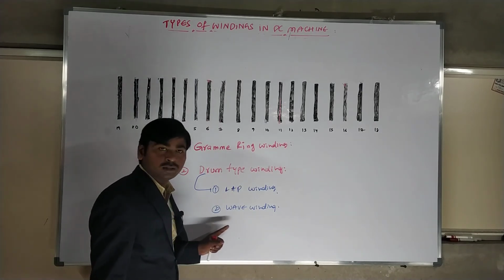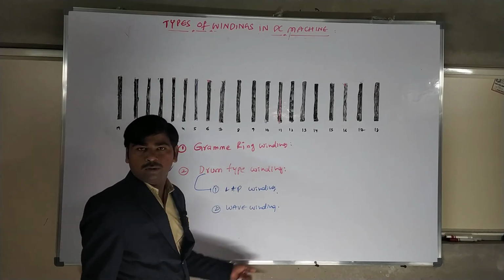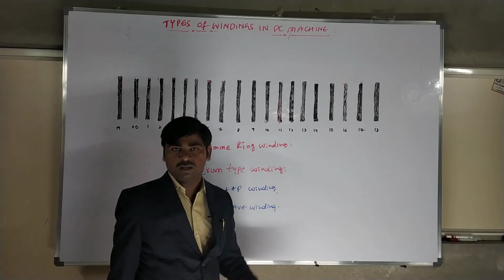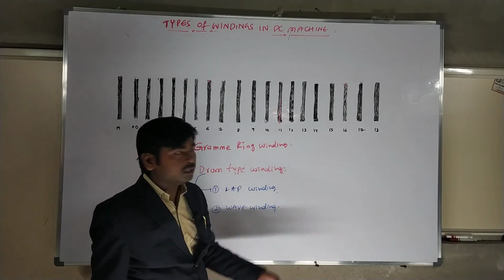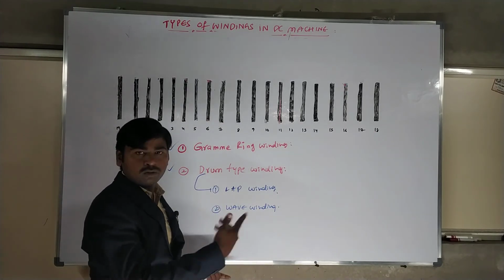In the next classes we will discuss what lap winding and wave winding are. Inside lap winding, what are progressive and retrogressive windings, and in wave winding also we have progressive and retrogressive windings. I will discuss these different types one by one in the next videos. Those who want to know more can continue with the next videos.